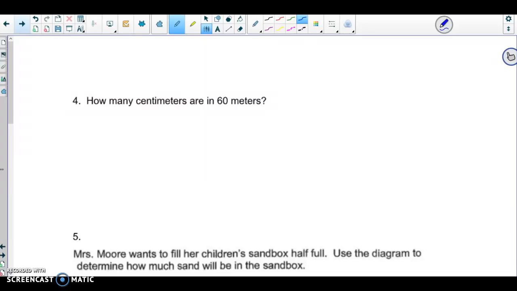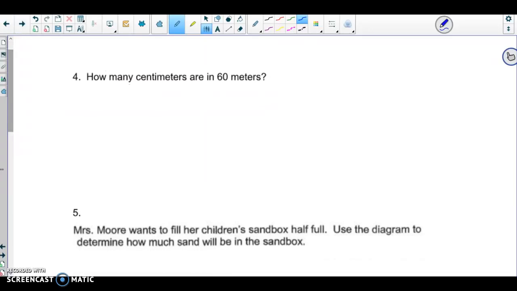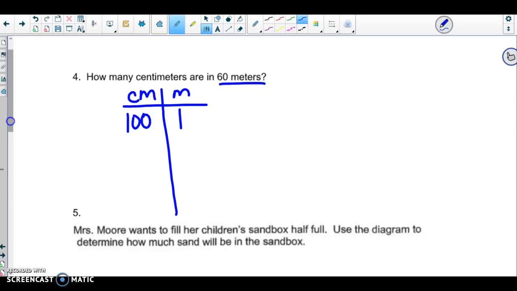All right, so next page. How many centimeters are in 60 meters? I have to look on my star chart to figure out what my relationship is. So I'm going to make a chart because I'm using centimeters and meters. You might use a double number line. That's fine. Whatever works for you, I'm good with. I'm showing you one way. As long as you can show your teacher how you solved it, we aren't going to care which way you use it, if you're doing it correctly. Okay. We know, looking on our star chart, that there are 100 centimeters in 1 meter. And we're looking for 60 meters.